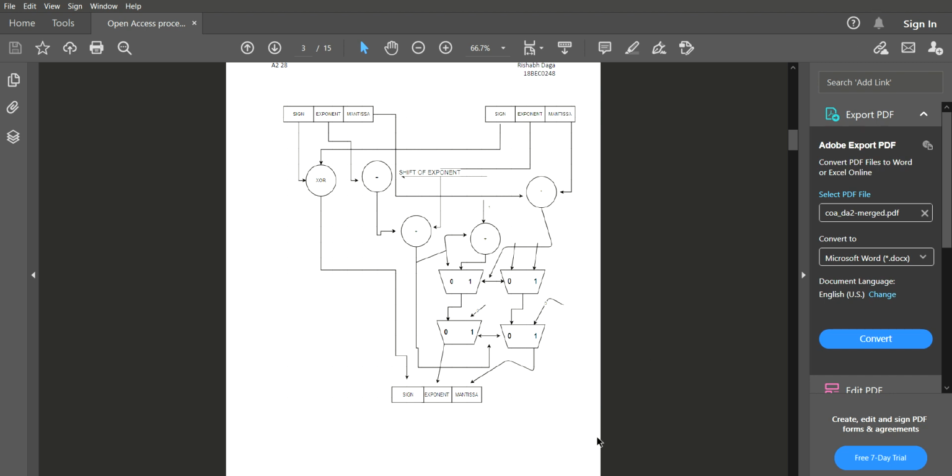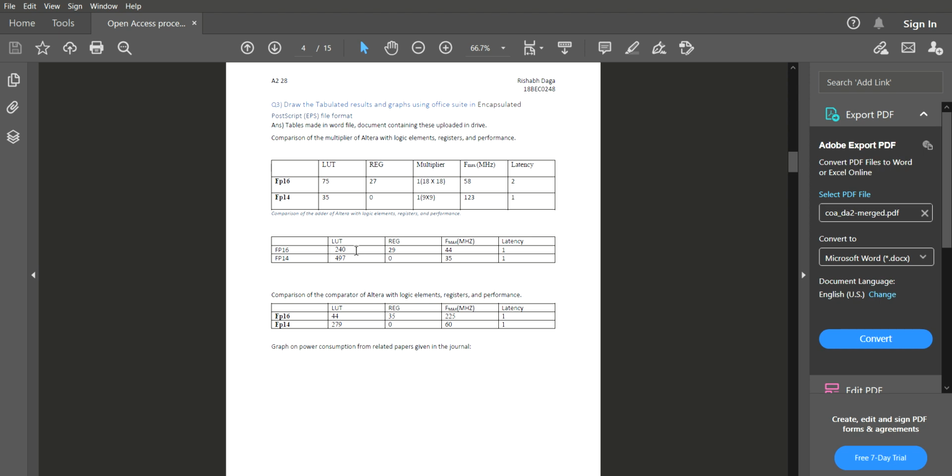Now let's move on to the next question, the third question. Draw the tabulated results and graphs using Office Suite. This I made using the Word. You can actually do this in Word itself. Let me open a Word real fast and show you how I did this. So blank doc. Now let's go back here.